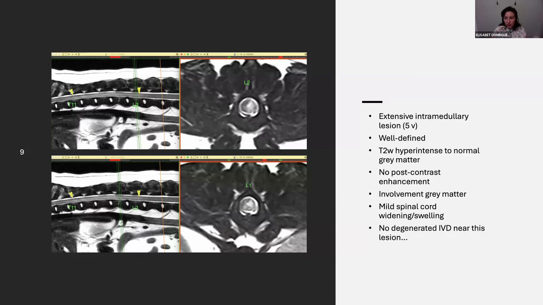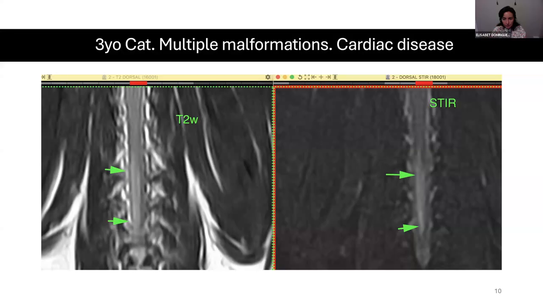So as a summary, we have this extensive intramedullary lesion that was affecting five vertebrae in length. It is well defined. It was hyperintense to the normal gray matter on T2. And in this case, I didn't show you, but it didn't have any post-contrast enhancement. It was mainly involving the gray matter, but also the white matter. And there was a little bit of spinal cord widening and swelling, but we couldn't see any degenerated intervertebral disc close to this lesion. Okay, so that's a typical or classic example of an ischemic myelopathy in a dog.